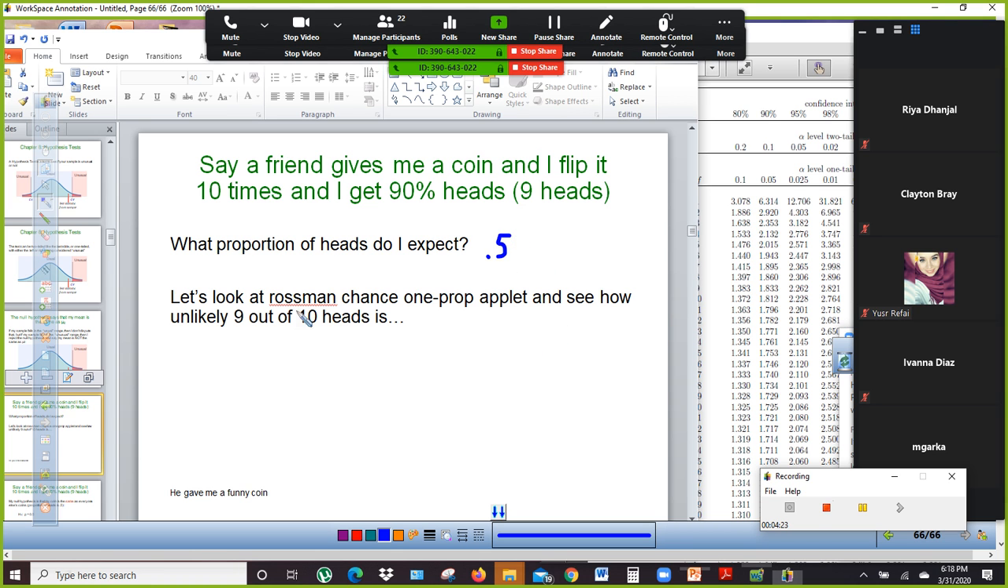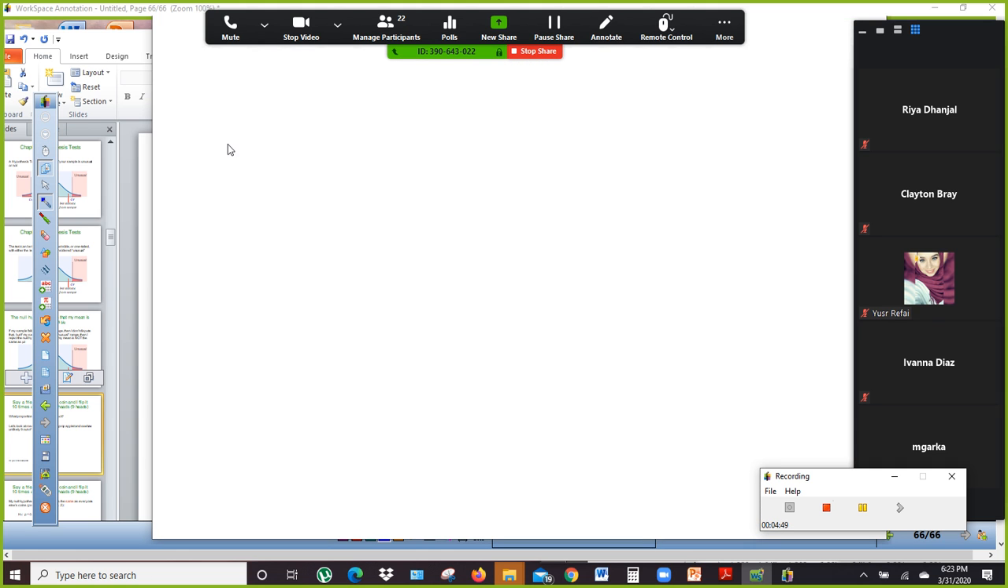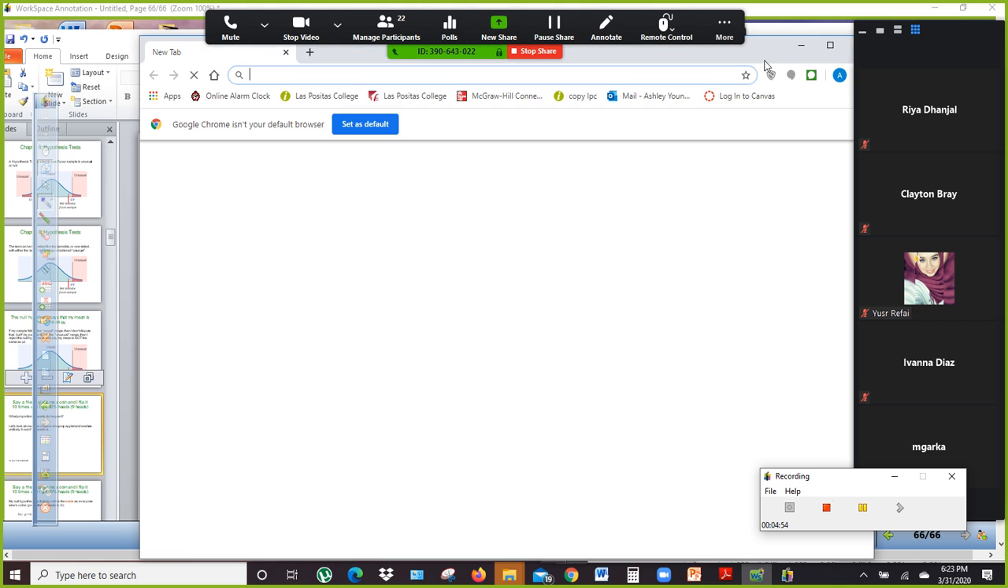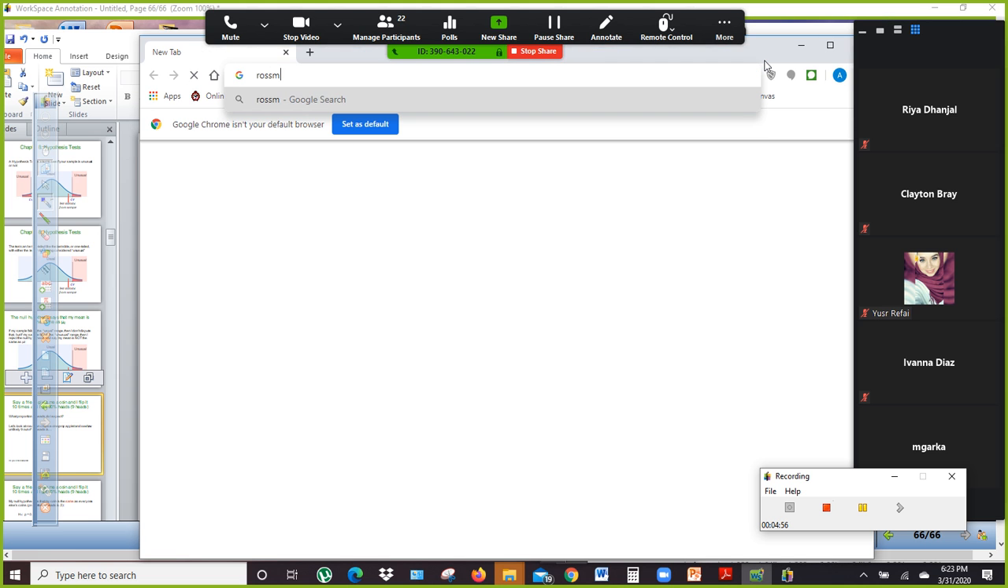So we're going to look at the Rossman Chance one-prop applet to see how unlikely that is. Everybody, if you can't, that's okay, but if you can, try to open up the internet. We've done this before earlier in the semester. I'm going to Google Rossman Chance applet. So I'm just going to type in Rossman Chance applet.